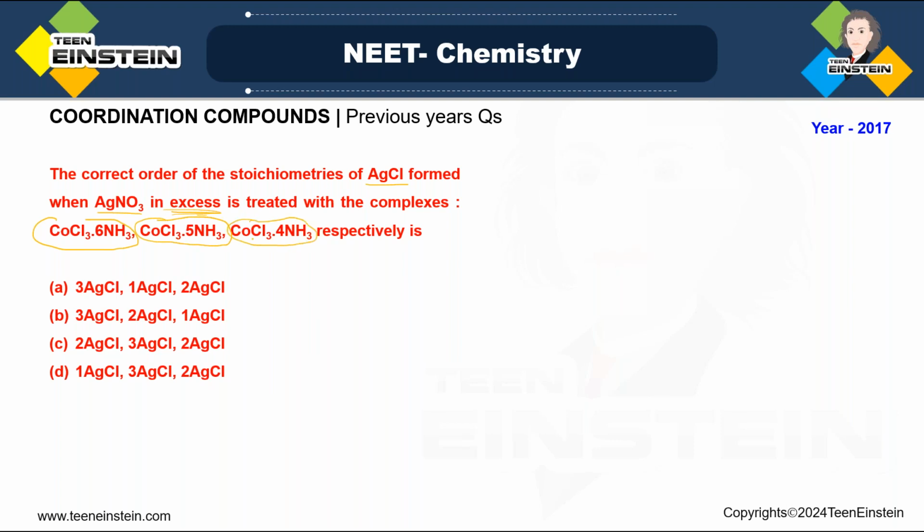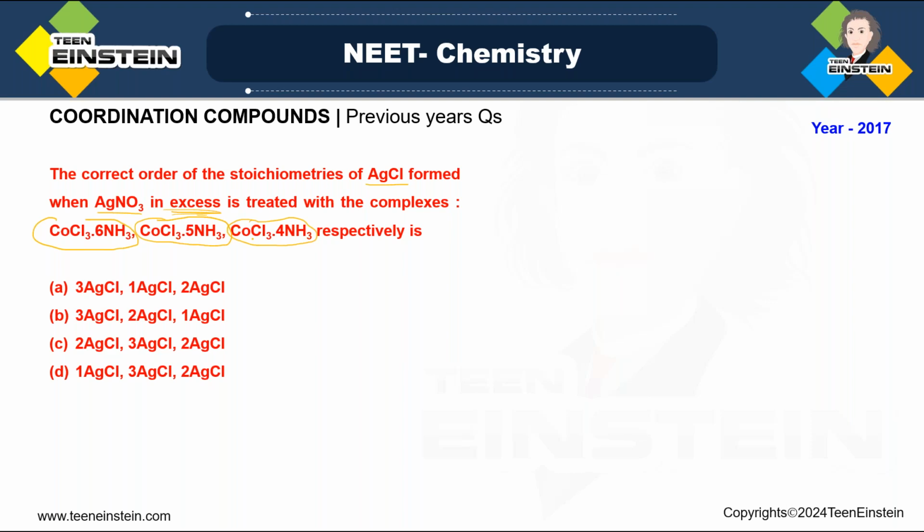Now the formulas are given in such a way, it is not given within third bracket, so that you can understand what are the species present inside the coordination sphere, and what are the ligand species outside. That you have to draw yourself. Okay, so the formulas are given like this. So correct order of stoichiometries of AgCl formed.